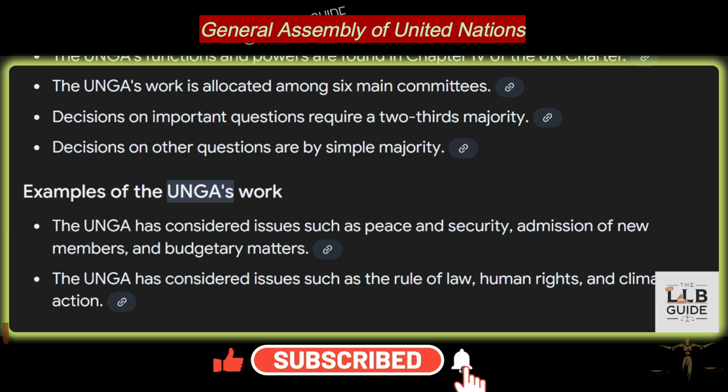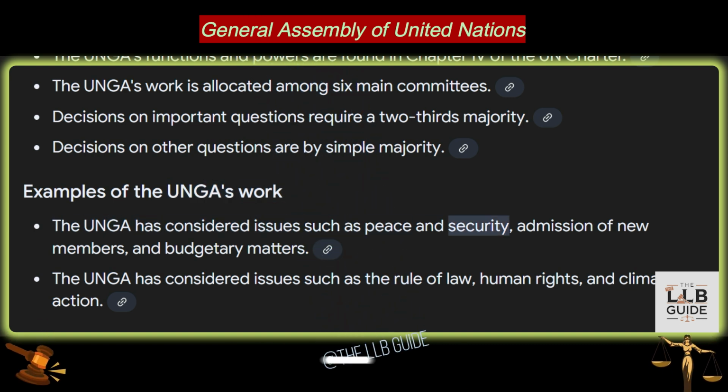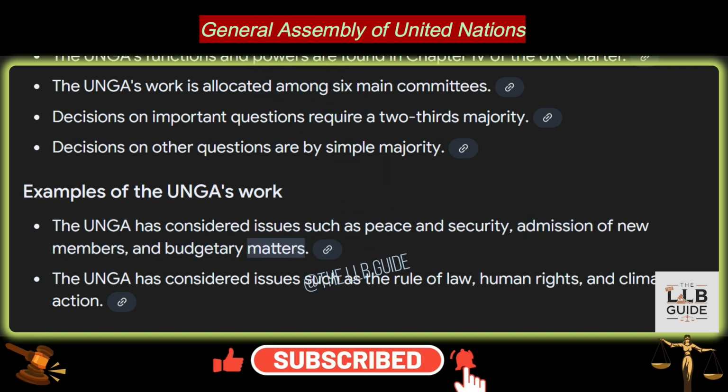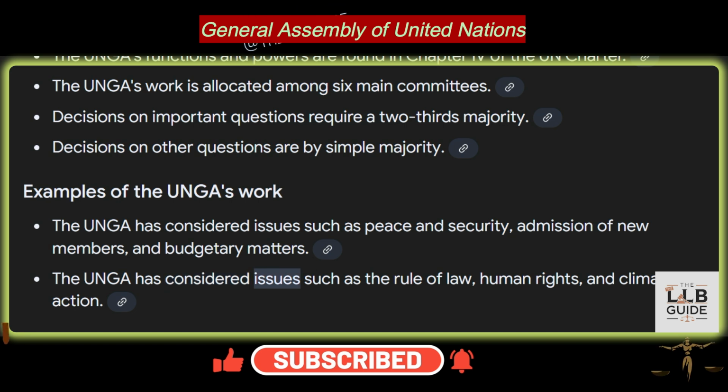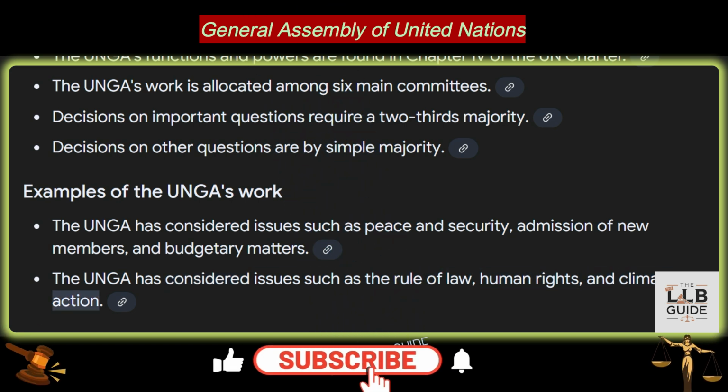Examples of the UNGA's work. The UNGA has considered issues such as peace and security, admission of new members, and budgetary matters. The UNGA has considered issues such as the rule of law, human rights, and climate action.